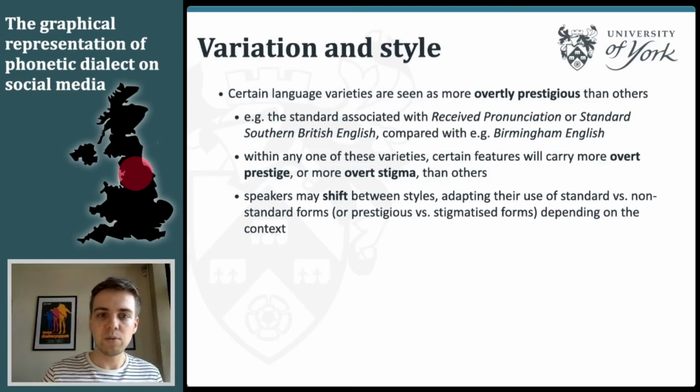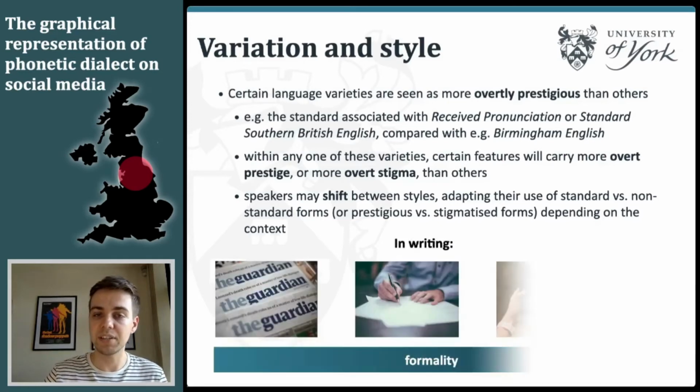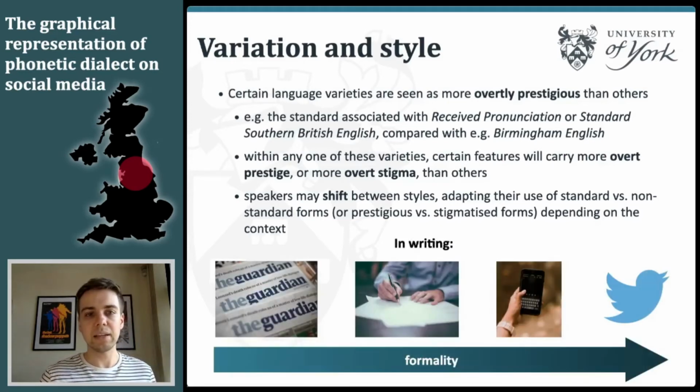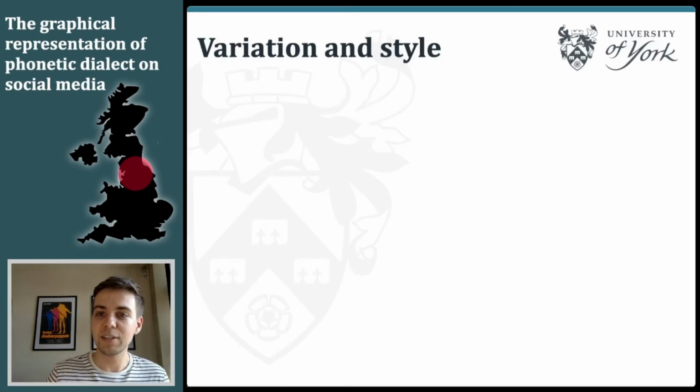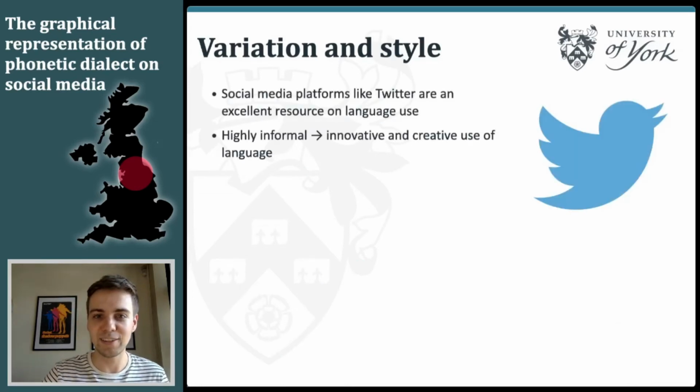Now, usually this kind of framework is applied to spoken language, but of course we can analyse written language in the same way. So for example, we might imagine a continuum of formality with very different styles of language use in, for example, broadsheets like The Guardian, or maybe when writing a letter compared to sending a text message or a tweet. Now, obviously in my talk, I'll be focusing on the latter. So specifically, social media platforms like Twitter, which are just an excellent resource on language use.